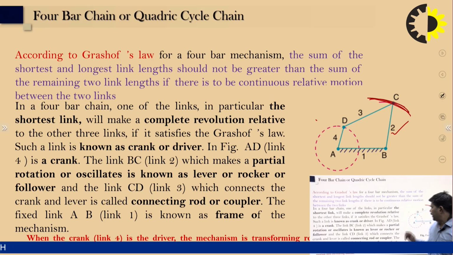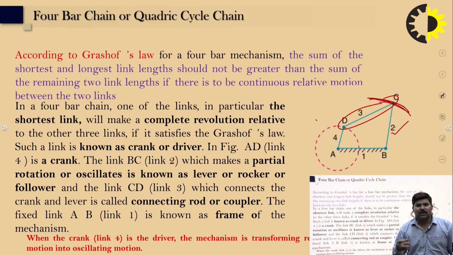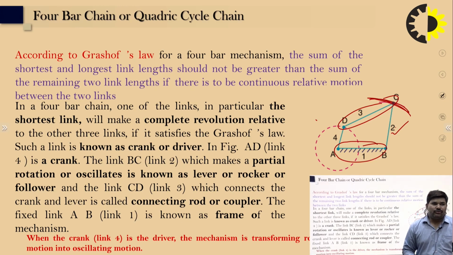So it connects the crank and the lever. These links DC are known as the connecting rod or the coupler, and the fixed link AB is the frame. So these are the parts of the mechanism. When the crank, link 4, is the driver, the mechanism transforms rotary motion into oscillatory motion.